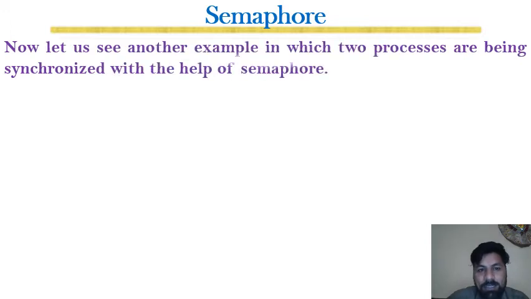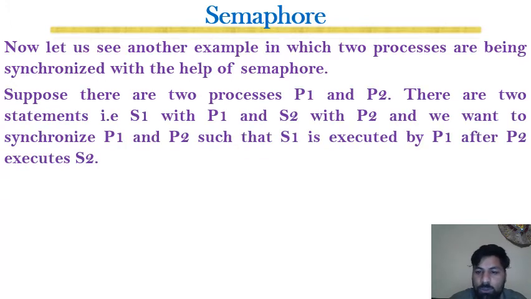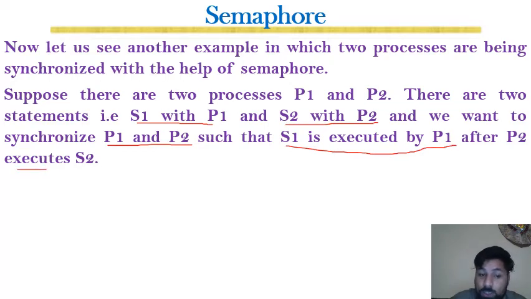Now let us discuss another example in which we will discuss the synchronization of two processes with the help of a semaphore. So suppose there are two processes P1 and P2. There are two statements, S1 with P1 and S2 with P2, and we want to synchronize P1 and P2 in such a manner that S1 is executed by P1 after P2 executes S2.